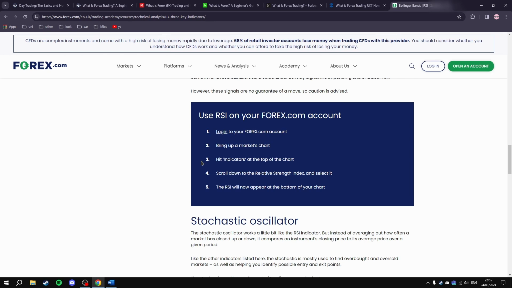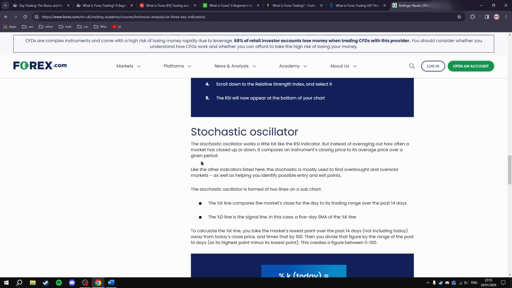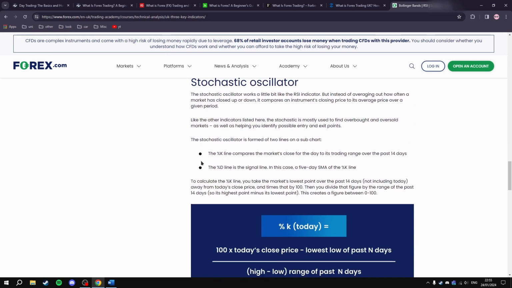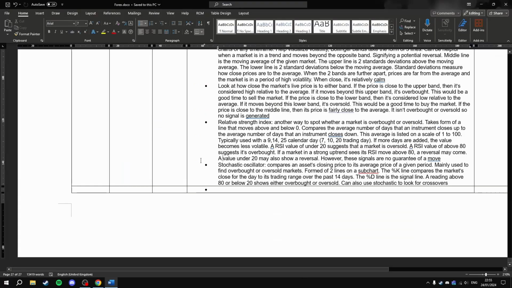Right, okay, so stochastic oscillator. The stochastic oscillator works a bit like the RSI indicator, but instead of averaging out how often the market is closing up or down, it compares an instrument's closing price to its average price over a given period.